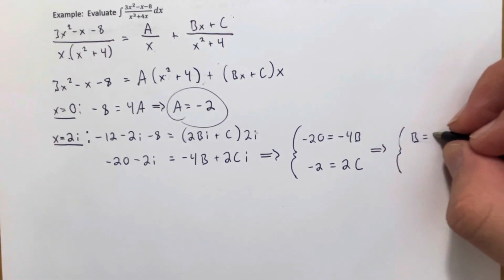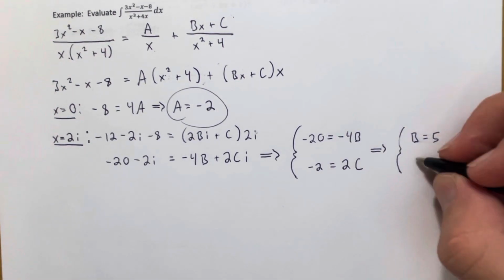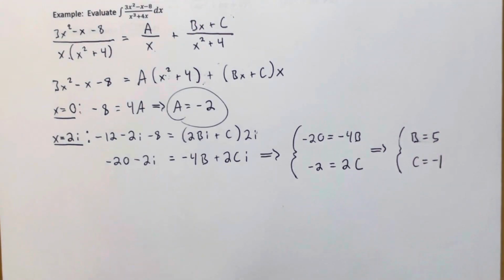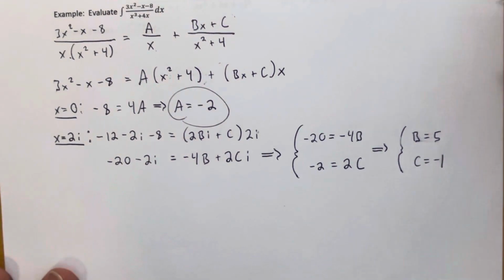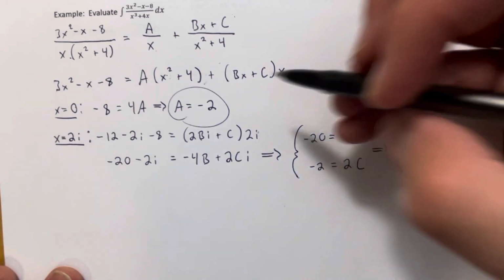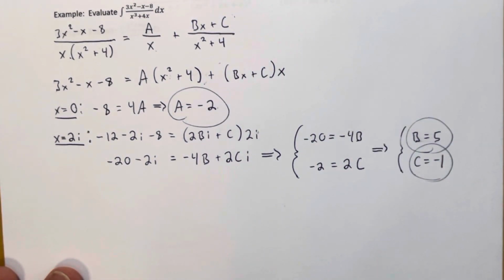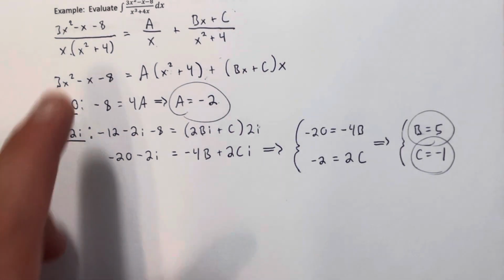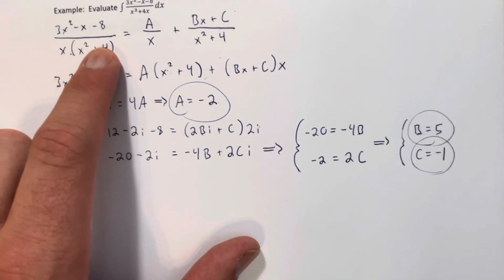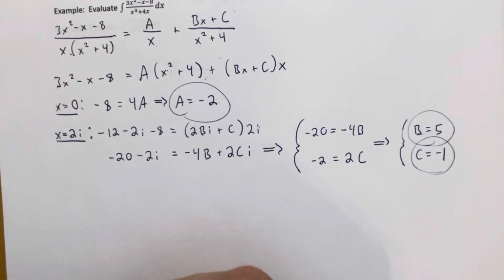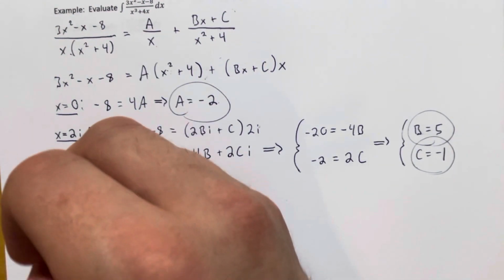Solving this gives me b equals 5. Solving this gives me c equals -1. And now I have all the things that I need. I have a, b, and c. Those can be plugged in up here to give me something else that I can represent this thing as. So now let's think about what this looks like.